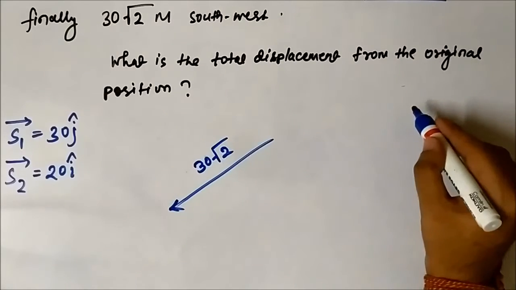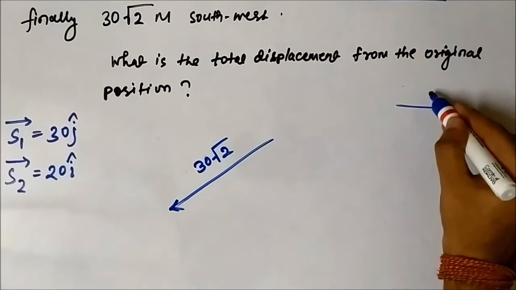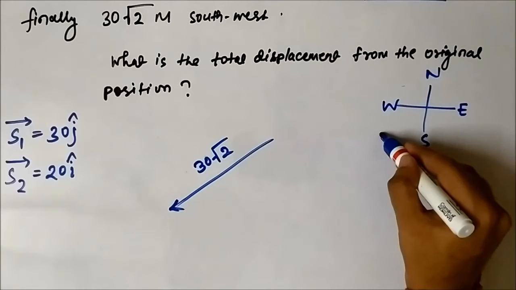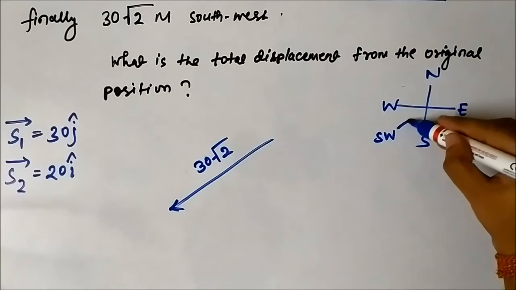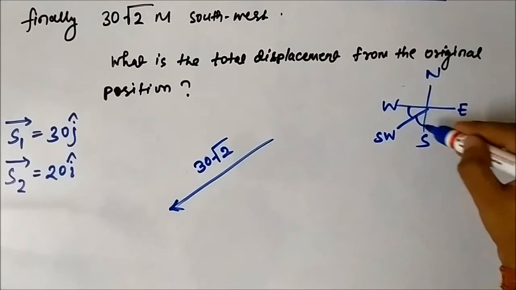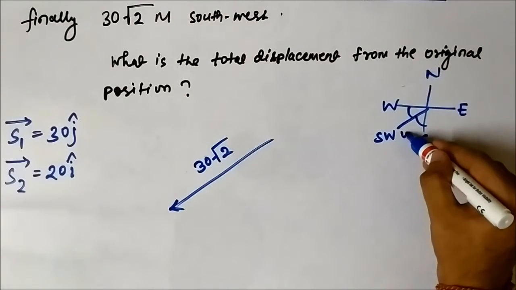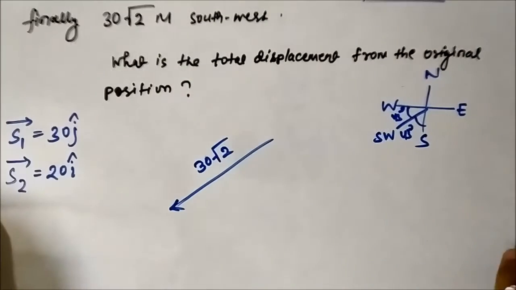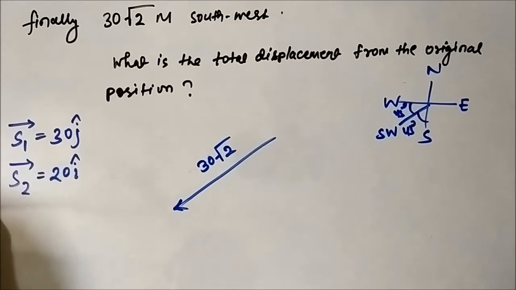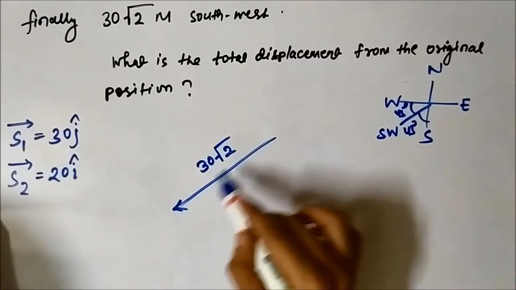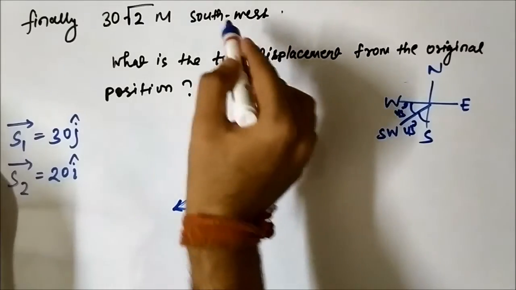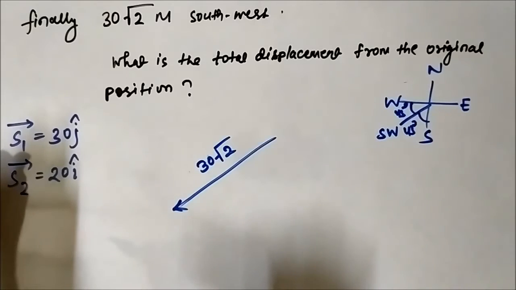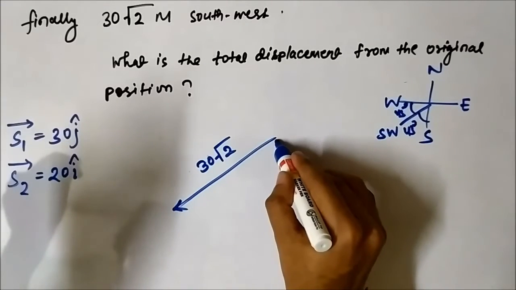Now we know these are the directions: east, west, north, south. This is southwest. The southwest exactly makes an angle of 45 degrees with respect to both the south and west, equally 45 degrees. So here we have to determine the components of this vector, 30 root 2 meter in southwest, along the x and y axis. We have to find its components.